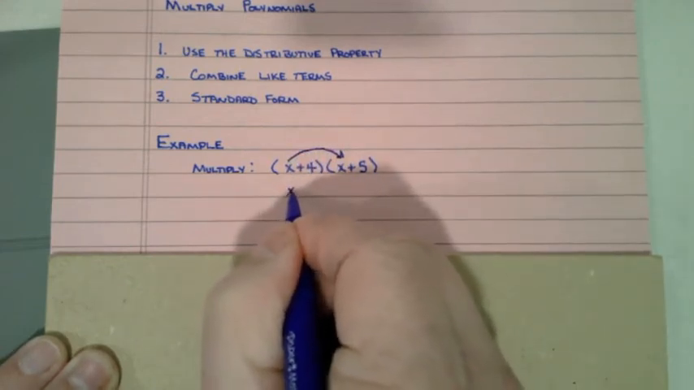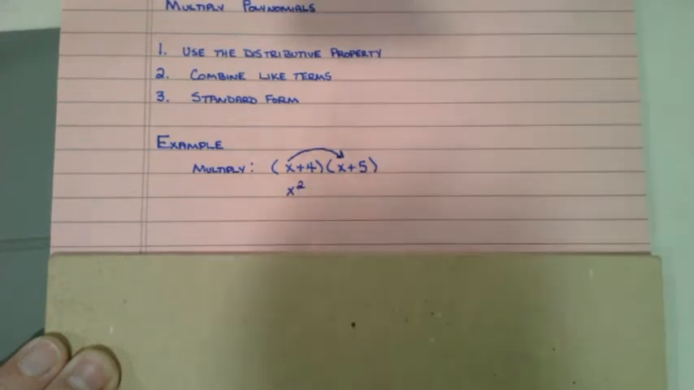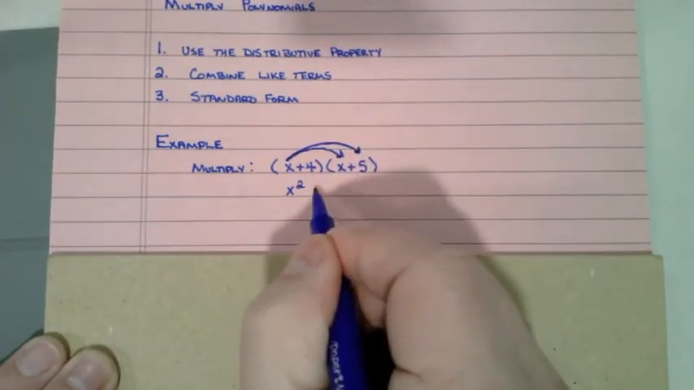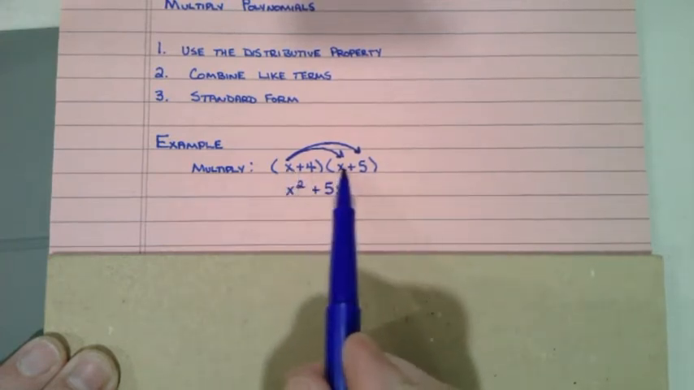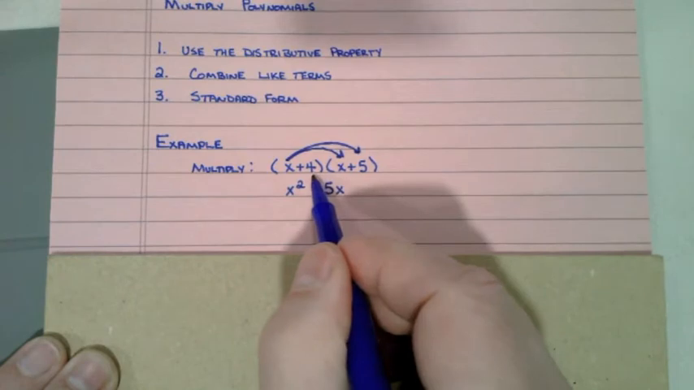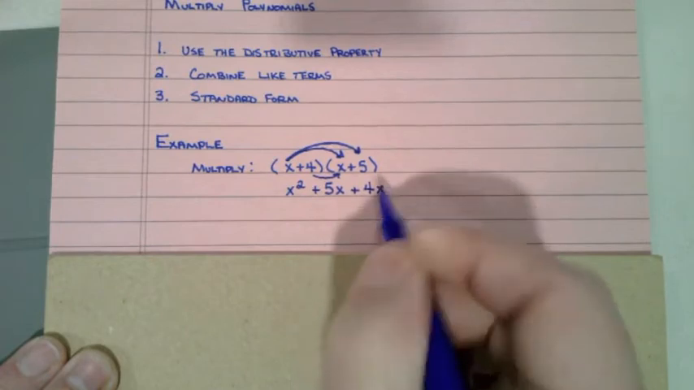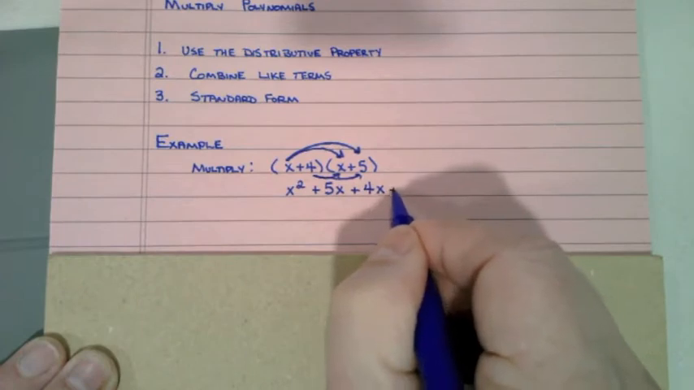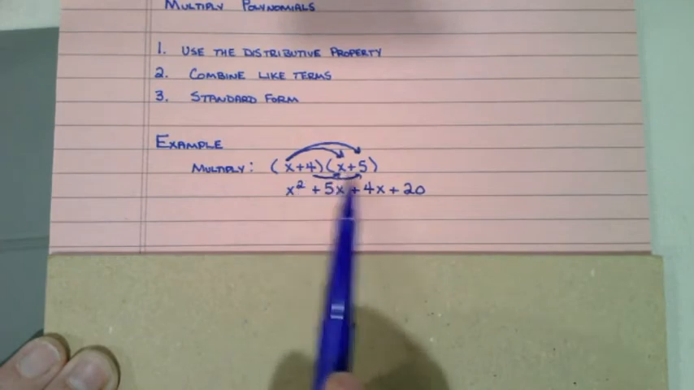X times x gives me x to the second power because I add my exponents. Then I take this x and multiply it to 5. 5 times x, positive 5x. So I've taken this term and multiplied it to each one. Now I need to take this term and multiply it to each one of these. That means 4 times x gives me positive 4x. 4 times 5, positive 20. So I've taken each term in this set of parentheses and multiplied it to each term in this set of parentheses.